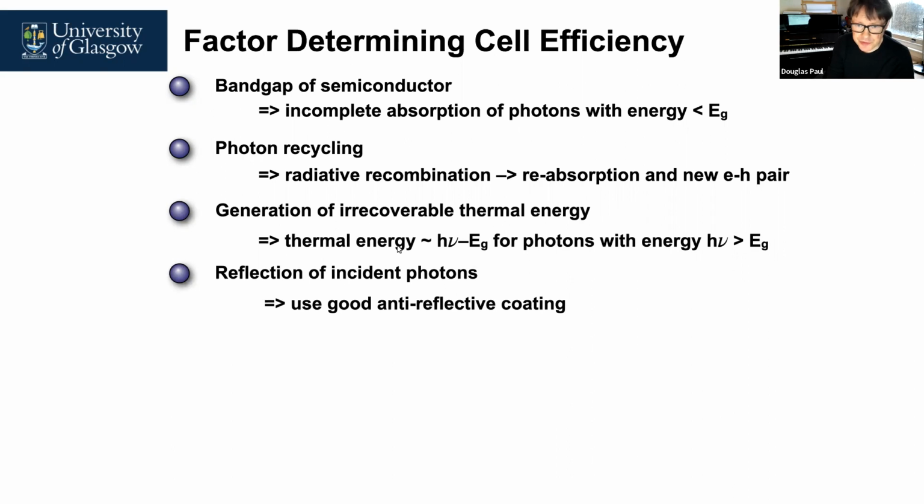Generation through irrecoverable thermal energy. Well, I'll talk about this in the next slide, and it's easier to explain. But any of the photons that are greater than the band gap of the semiconductor, you generate electron hole pairs. The electrons and the holes have to thermalize down to the conduction band edge and the valence band edge, respectively. That emits phonons or heat, and that creates an inefficiency, and it reduces the Carnot efficiency of the system and gives you more losses.